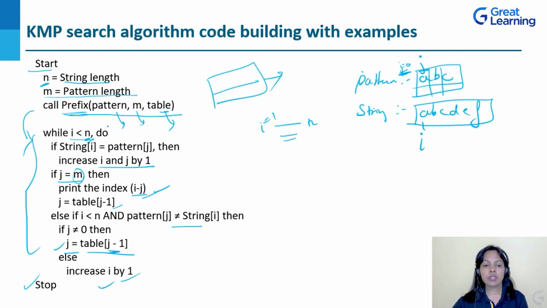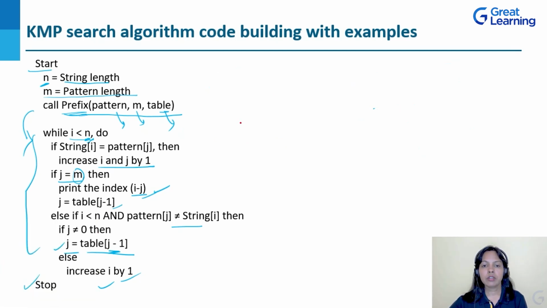Okay. So this is how the algorithm for KMP search or KMP pattern matching works. Let us see this with the help of an example. So here, suppose the given string is ABABC. Okay. And the pattern which I am finding is AB.